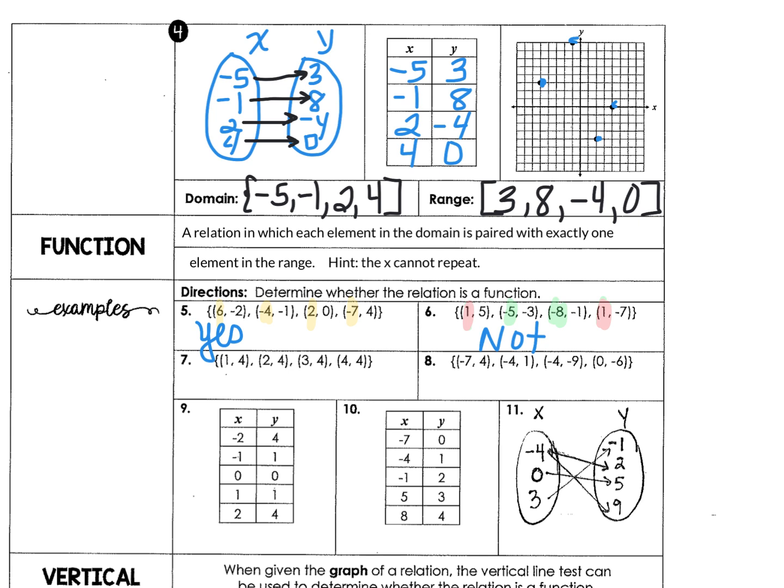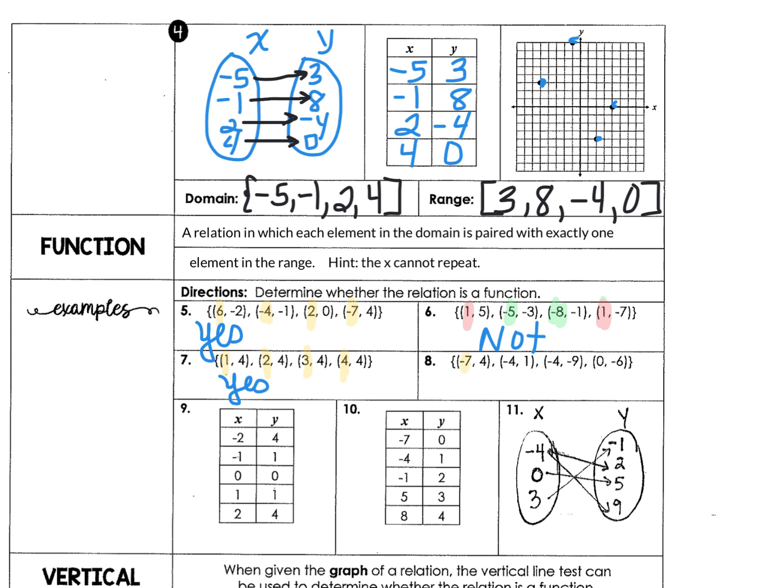Now I'm going to look down here at number 7. Get my highlighter again. I have a 1, 2, 3, 4. So all of those are different. All the x numbers are different. So this is a function. Now you may be noticing, well, the y's are all 4. The y is allowed to repeat. The x is not.